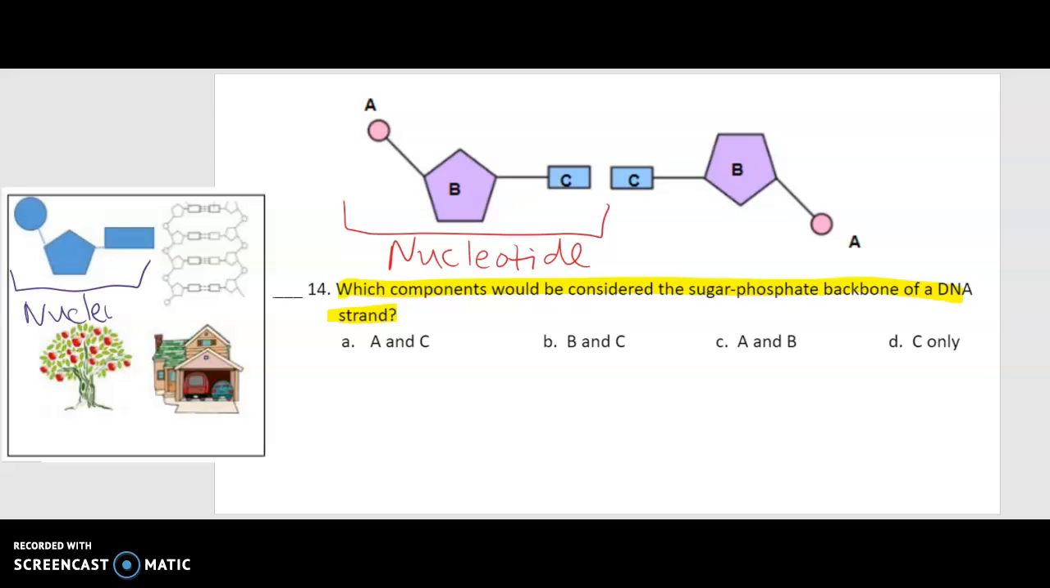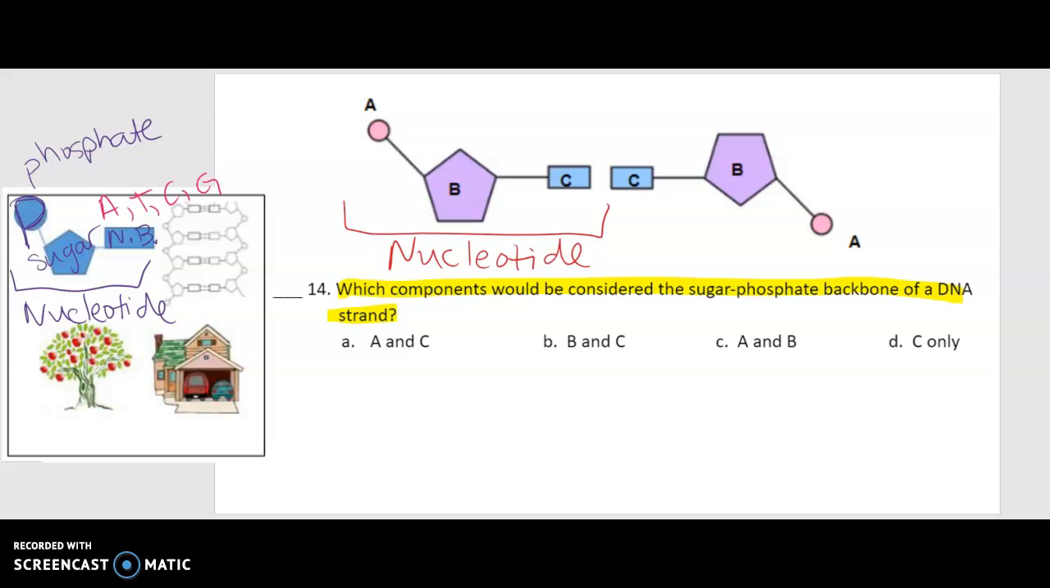So whenever we talk about how to label this image, your circle here, we put a P because that represents our phosphate. This pentagon represents our sugar. And then our rectangle right here represents our NB, our nitrogen base. Remember, our nitrogen bases are A, T, C, and G.